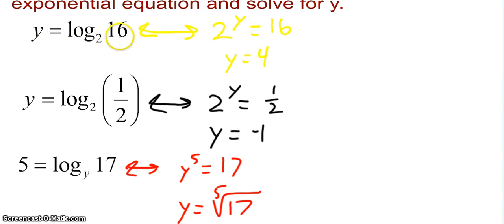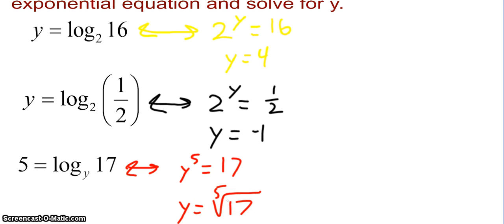Alright, so y equals log base 2 of 16 becomes 2 to the y equals 16, so 2 to the what equals 16, y is 4. y equals log base 2 of 1 half becomes 2 to the y equals 1 half, so y equals negative 1. 5 equals log base y of 17, so y to the 5th equals 17. How do I solve that? Take the 5th root of both sides, so y equals the 5th root of 17.